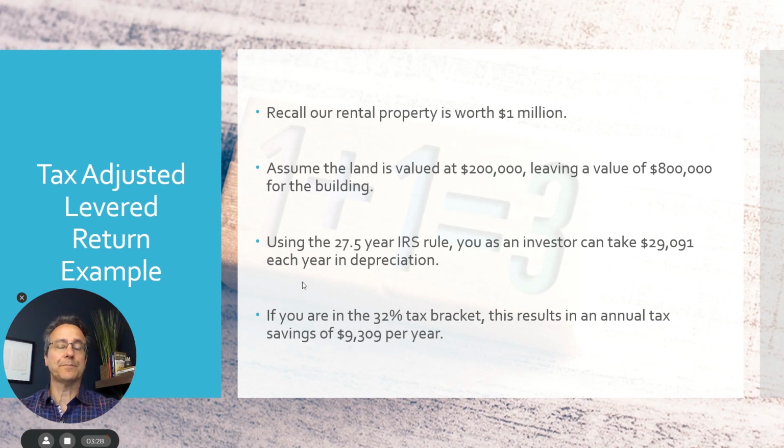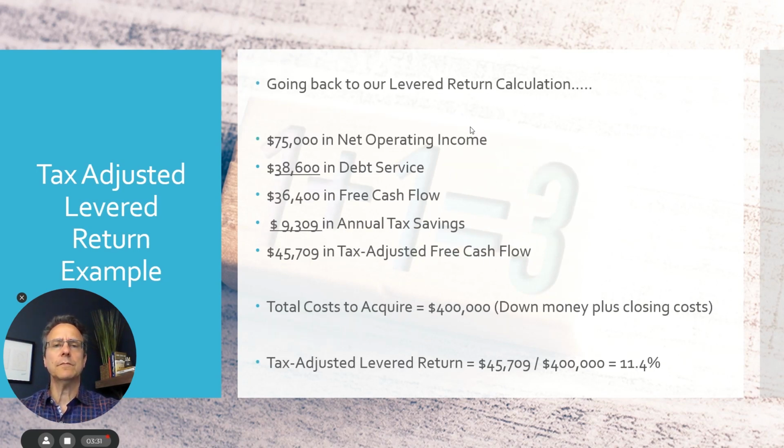So if we do some math here, this top part should look familiar to get to that $36,400 in free cash flow. But now let's add back in that $9,300 in annual tax savings. That gives us $45,700 in tax adjusted free cash flow, going back to our total cost to acquire of $400,000. And when we put the tax adjusted free cash flow over that $400,000, now our return pops up to 11.4%, making this a much more exciting deal.